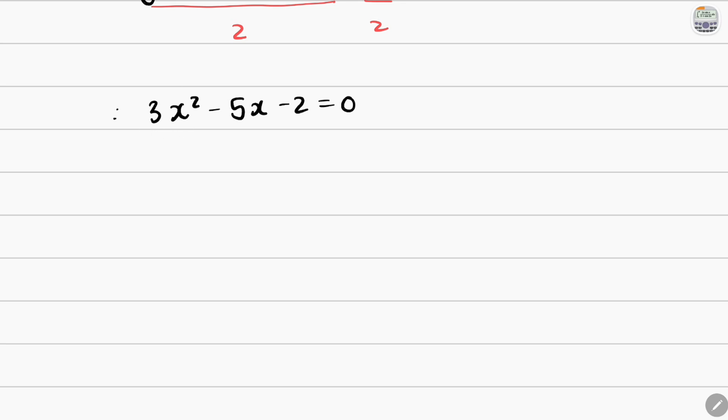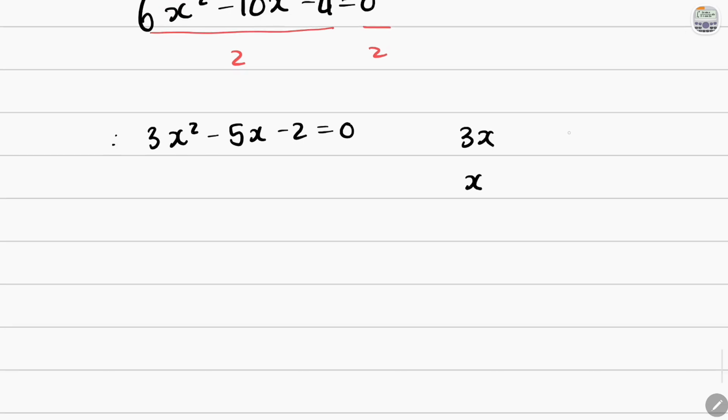Factors of 3x squared: 3 is a prime number, so 3x times x gives us 3x squared. And then factors of 2, also a prime number, 2 and 1. But we need to structure it in a way that one of these has to be negative, so they can give us -2. But then when we cross multiply, the sum of their products will be -5. So you see, this is not going to happen because one of them has to be negative. You're going to have a 3x and a 2x, but one must be negative. It's either going to give you a positive x or a negative x. So just swap these. Make this 1 and make that 2.